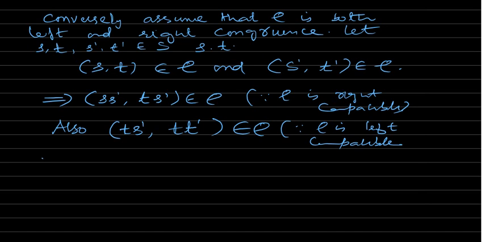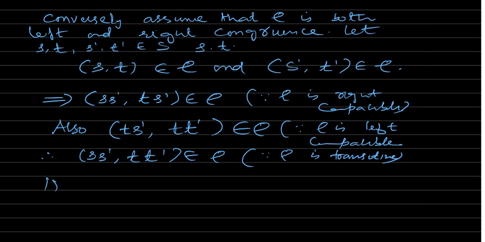Therefore ss dash, tt dash belongs to rho because rho is transitive. So thus this proves the theorem. Hence rho is a congruence.